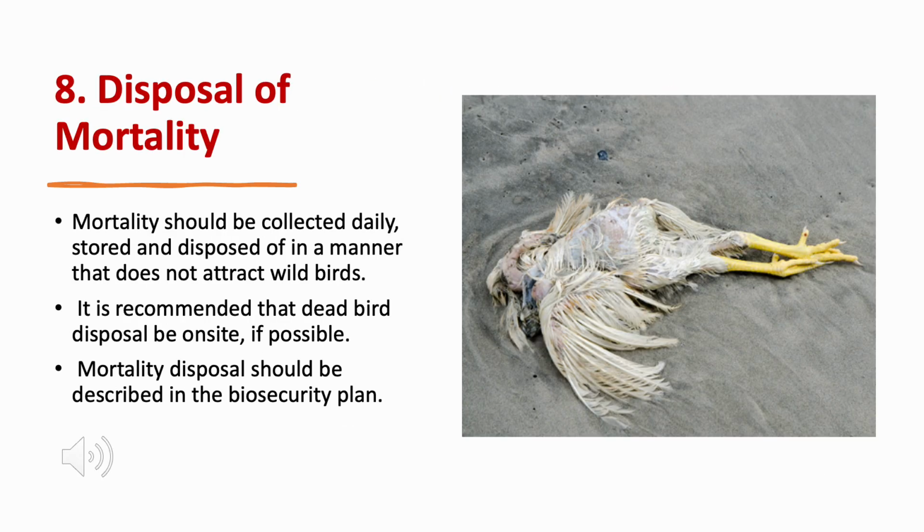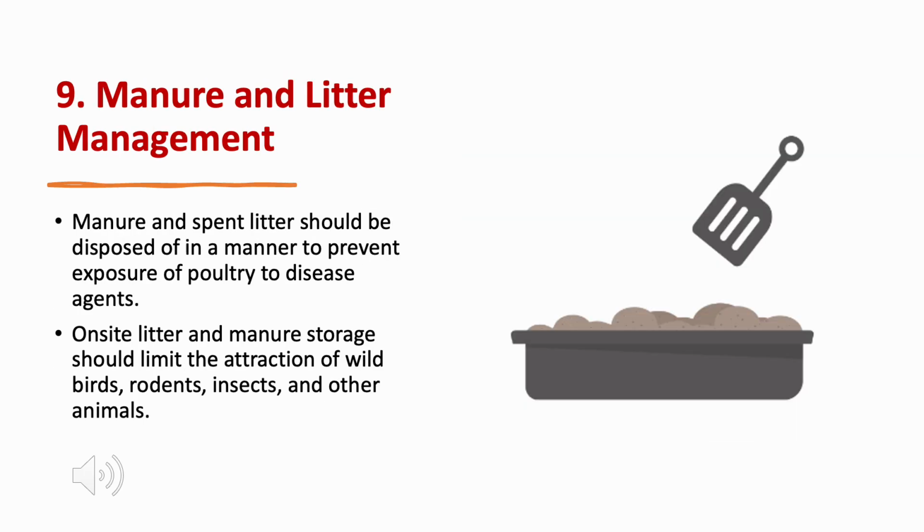8. Disposal of mortality. Mortality should be collected daily, stored and disposed of in a manner that does not attract wild birds. It is recommended that dead bird disposal be on-site, if possible. Mortality disposal should be described in the biosecurity plan. 9. Manure and litter management. Manure and spent litter should be disposed of in a manner to prevent exposure of poultry to disease agents. On-site litter and manure storage should limit the attraction of wild birds, rodents, insects, and other animals.